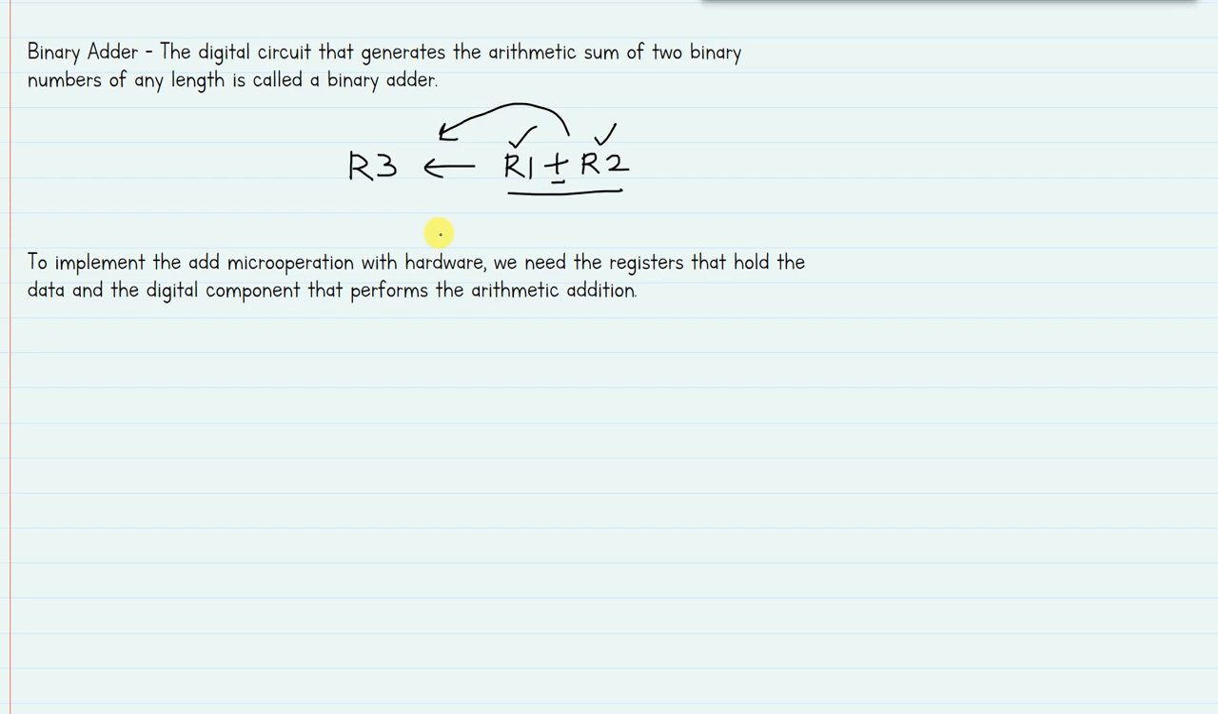So to implement this micro operation, we need registers which store the data in R1, R2 and R3. These are the registers, and a digital circuit to perform the add operation. And we know the digital circuit which is used to perform the add operation is a full adder. And so the binary adder is a sequence of full adders. So let's see what a full adder is in brief.